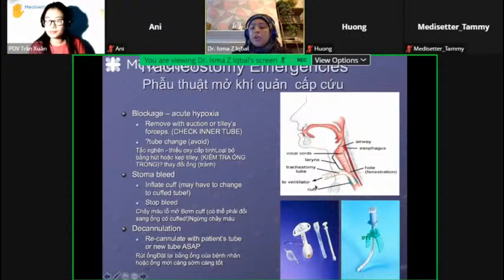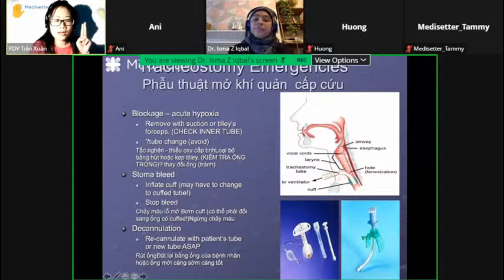If this sort of a patient who's had their larynx removed presents with airway obstruction, this is the area that you need to clear.